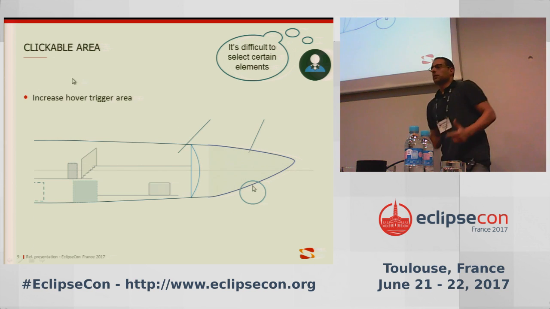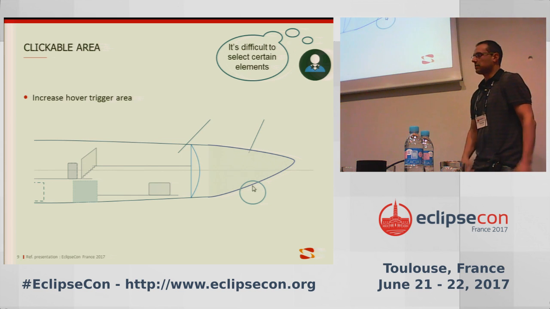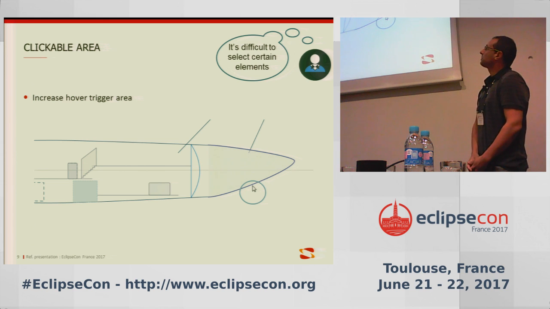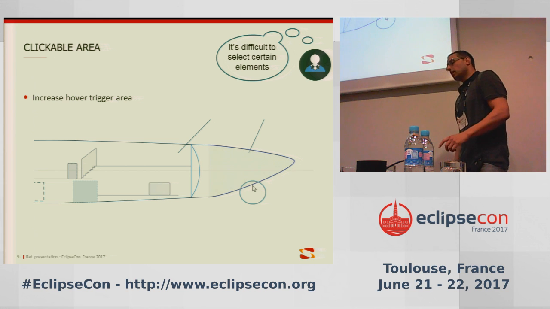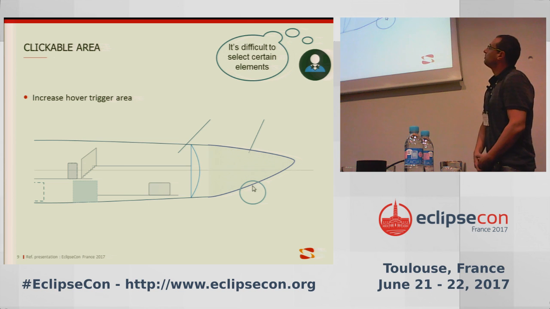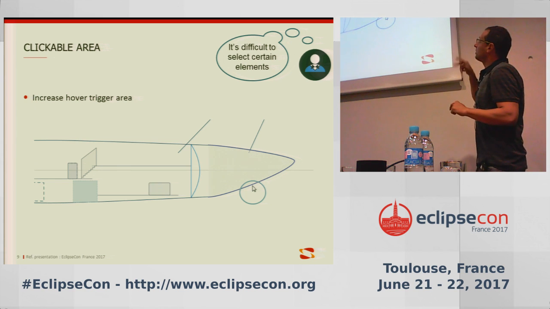For the hovering, one important thing to know about is lines and curves. When you have thin lines, it's very difficult for the user to select them. So GEF4 provides a way to increase the clickable area for these elements. As you can see on the drawing, the hover is triggered even if the user is not exactly above the thin line.